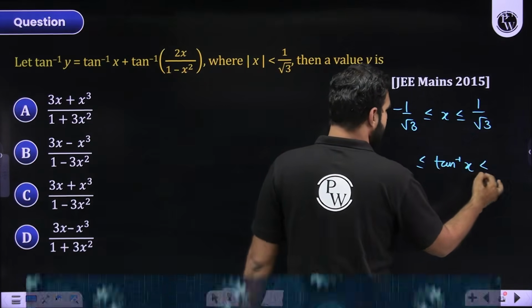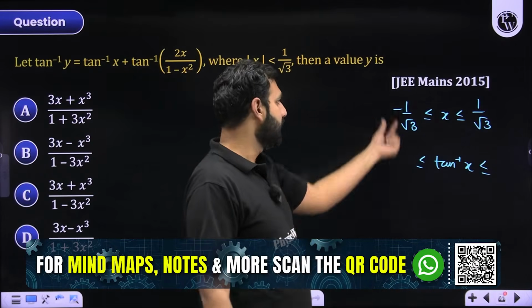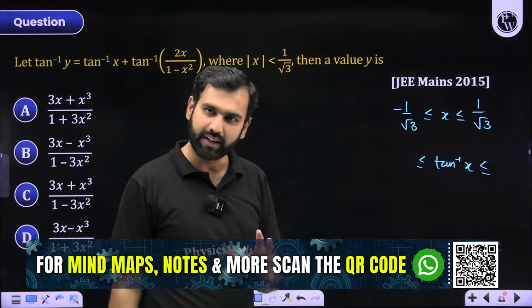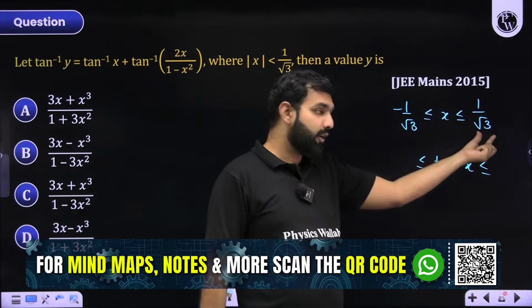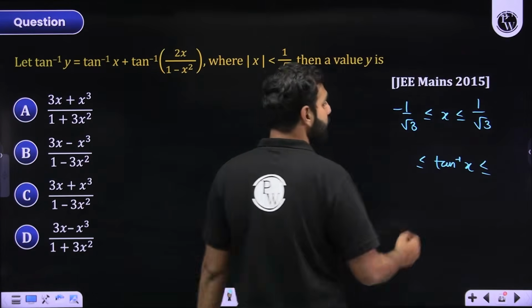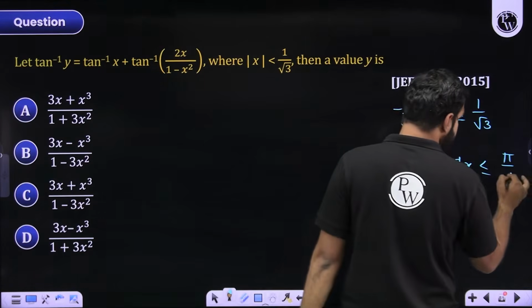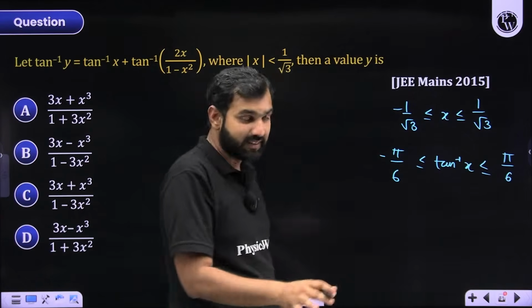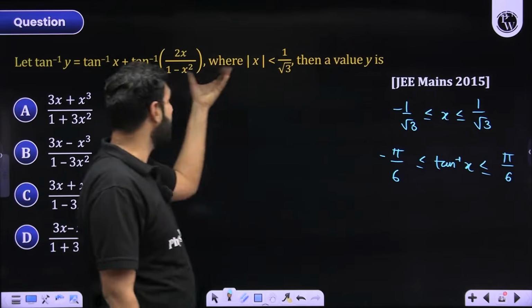See, tan inverse is an increasing function. So tan inverse of 1 by root 3, we know it happens at 30 degree. Tan 30 degrees is 1 by root 3, and tan is an odd function. So 1 by root 3 will be 30 degree and this will be minus 30 degree. 30 degree means what? Pi by 6. So tan inverse x will lie between minus pi by 6 to pi by 6. Did you get this result? That is the meaning of this which they have tried telling us.